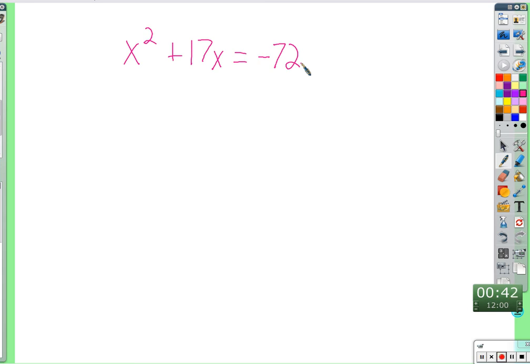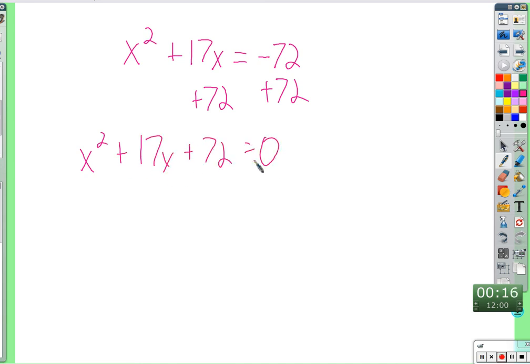Okay, how about what's different about this equation? It equals negative 72 instead of zero. Can we get this side to be zero? Probably. How? Plus 72. Okay, there's a great idea. Alright, none of these are like terms, right? So we're not going to try and combine any of them. Okay, x squared plus 17x plus 72 equals zero.